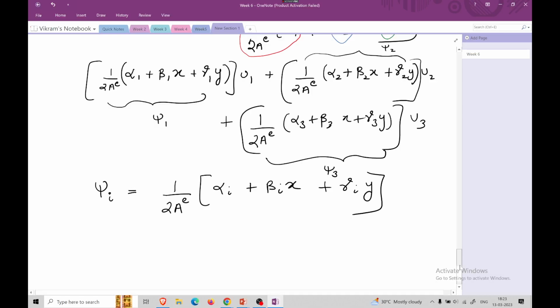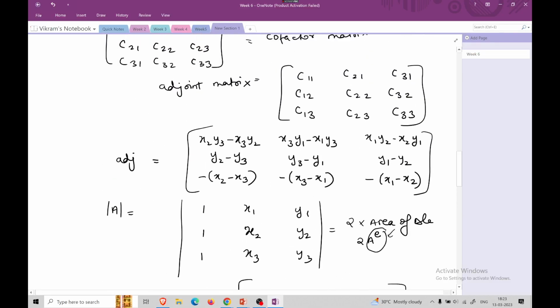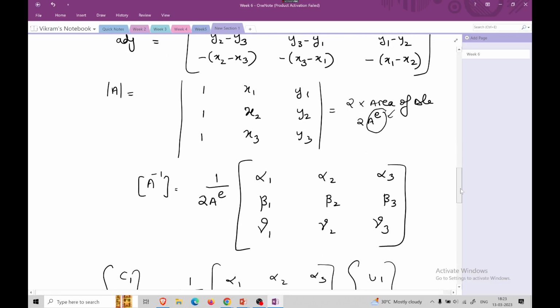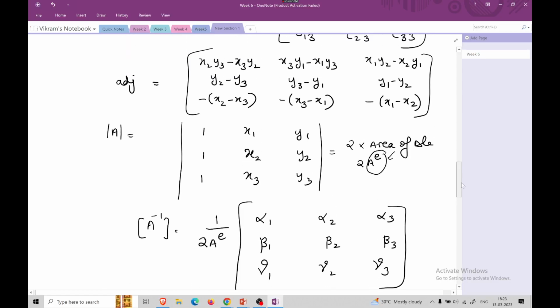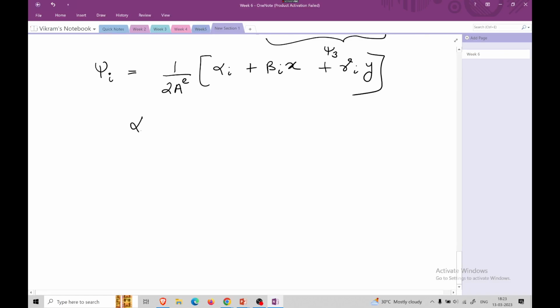We know that alpha 1, beta 1, gamma 1 we found over here. So this was our alpha 1, alpha 2, alpha 3, beta 1, beta 2, beta 3, and gamma 1, gamma 2, gamma 3. Like this we generalized. So for alpha I can write it as xj into yk minus xk into yj. How this is going to work is, let us say i, j, k. So it's in a circular fashion.